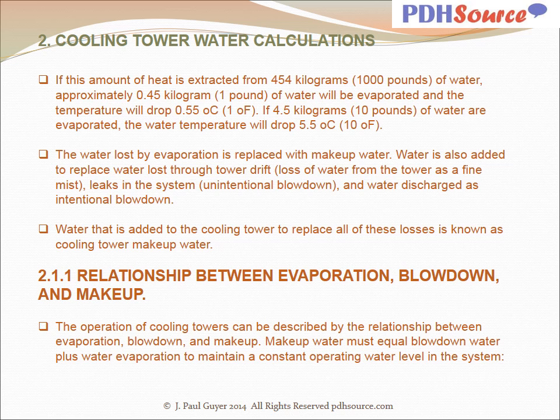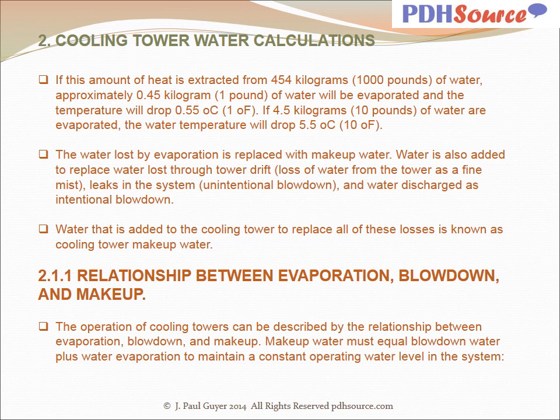Water is also added to replace water lost through tower drift, that is, loss of water from the tower as a fine mist, leaks in the system, unintentional blowdown, and water discharged as intentional blowdown. Water that is added to the cooling tower to replace all of these losses is known as cooling tower makeup water.